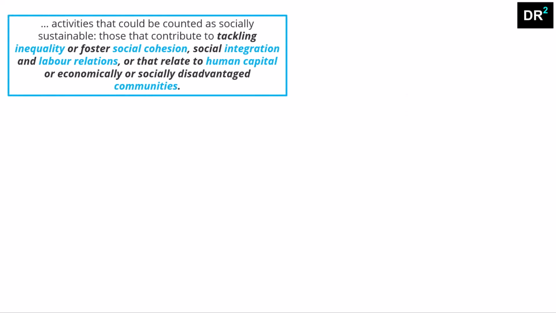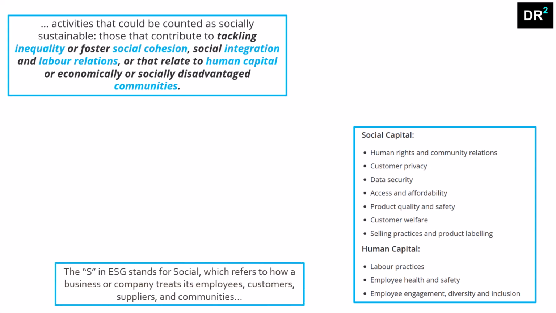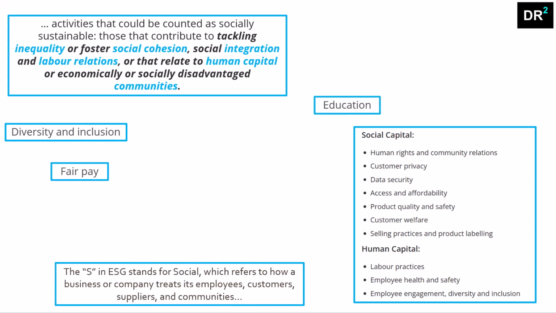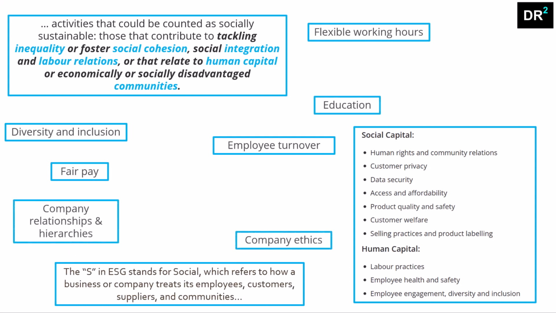What does it mean? Well, if you search around, you will find a lot of terms, definitions, and so on. Here are some of them. It deals with inequality, labor relations, human capital, communities. Then some other documents make a differentiation between social capital and human capital, which is further broken down by things such as labor practices, employee health and safety. And then you find a lot of buzzwords like diversity and inclusion, fair pay, education, flexible working hours, employee turnover, and so on and so forth.